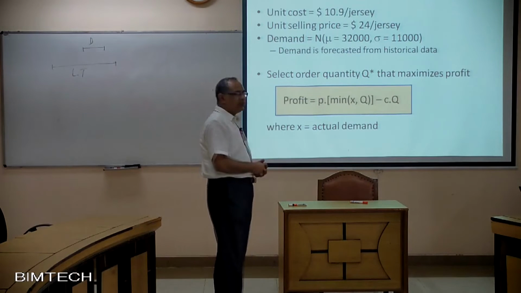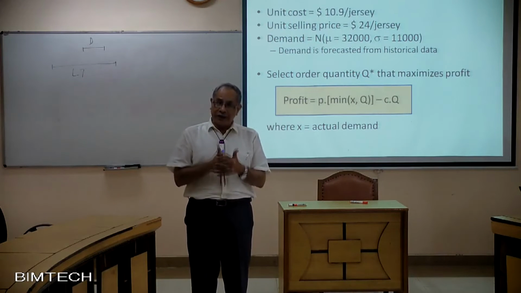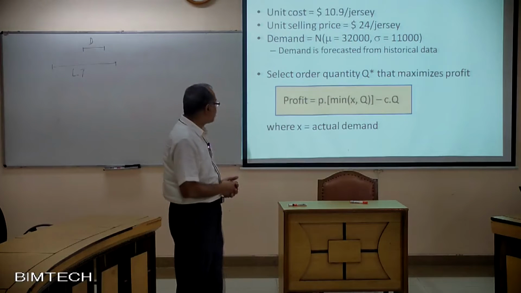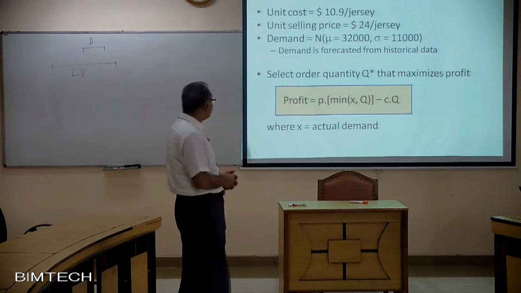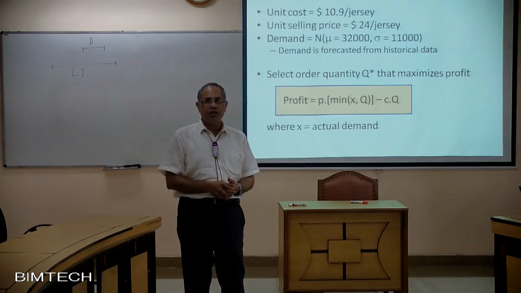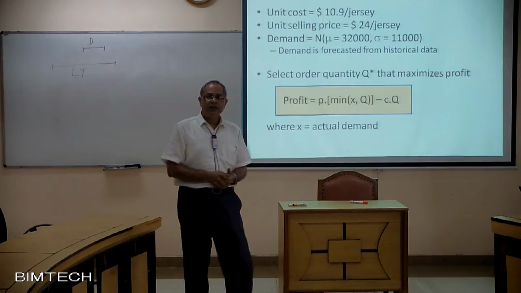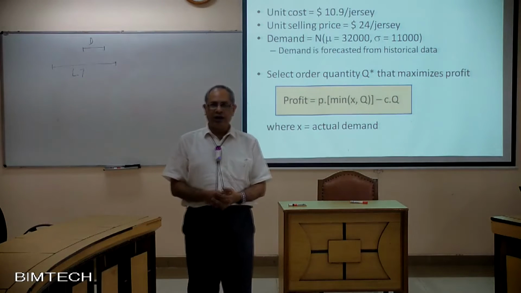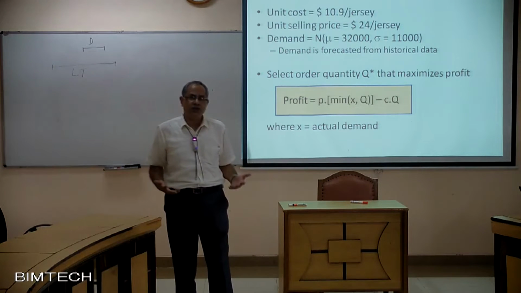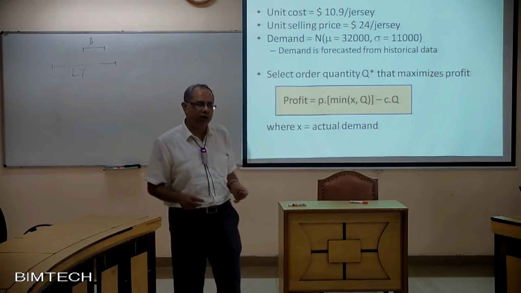We are also given the demand, and like I said, we don't know the demand perfectly, but we know the distribution of the demand, and this distribution happens to be a normal distribution with a mean of 32,000 jerseys and a standard deviation of 11,000 jerseys. Okay. Now, like I said, this demand is forecasted using historical data. So we are not going to bother about how this demand distribution was calculated or determined, but we will take this as given for our problem.